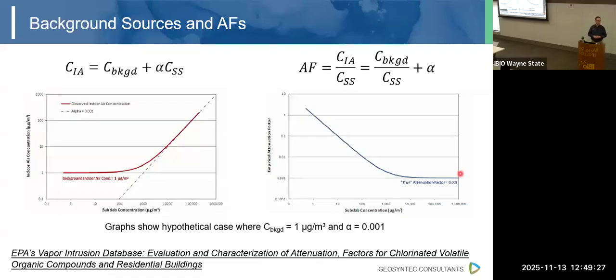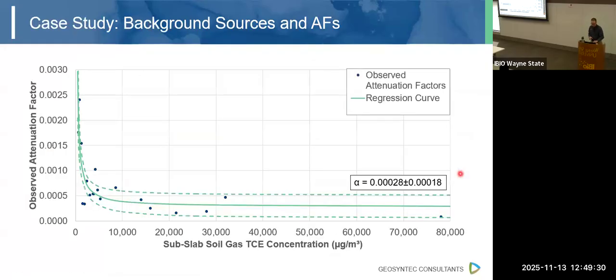It's only once you get up to these higher concentrations that the empirical attenuation factor is matching what the true attenuation factor is. So we did this analysis at one of our sites, a large commercial industrial building. We had multiple co-located samples, multiple sampling events, and we're just plotting indoor air and subslab at multiple locations. And we can see that this generally follows that pattern. At low concentrations, we have a higher apparent attenuation factor, in the worst case, something like 0.0024. But when we do this analysis, we think our real attenuation factor is about an order of magnitude less.